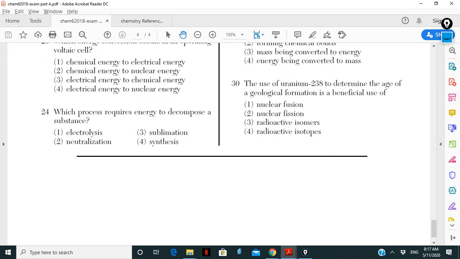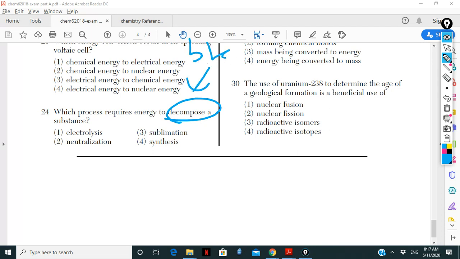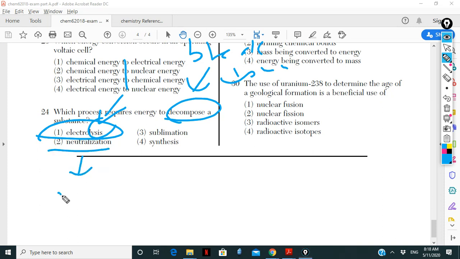Question number 24. Which process requires energy to decompose a substance? Decompose means break down a substance. Breakdown is electrolysis. Lysis means breakdown. So the answer is one. Neutralization is a double replacement. Sublimation is a physical change. Synthesis, you didn't break down, you built up.